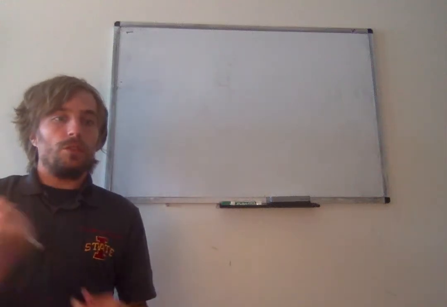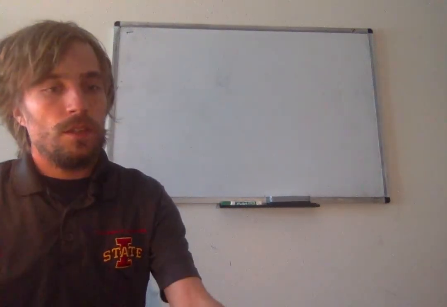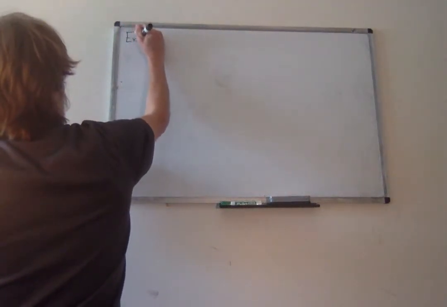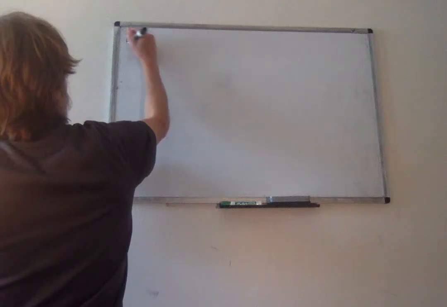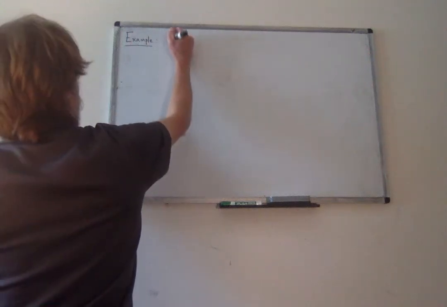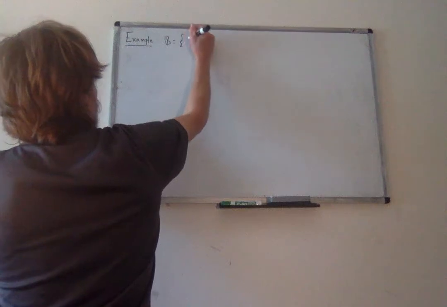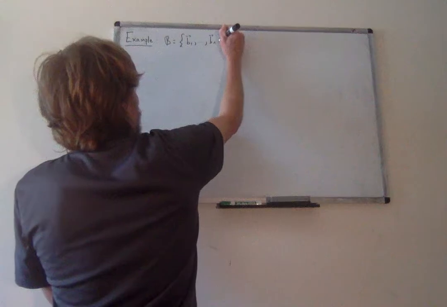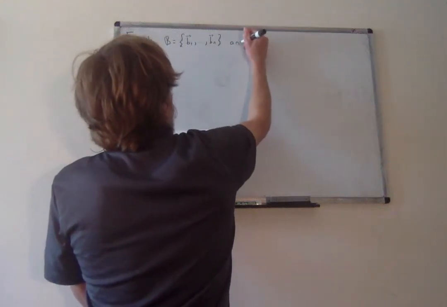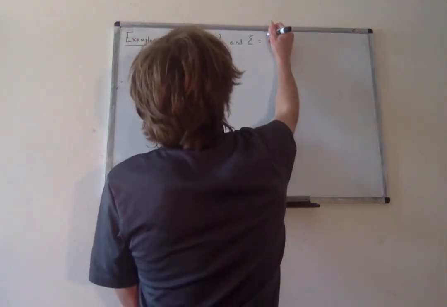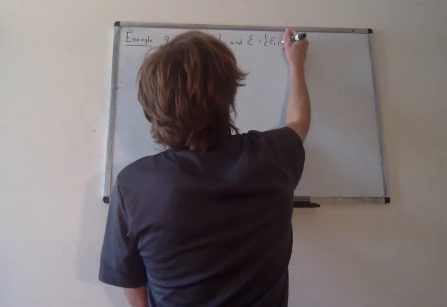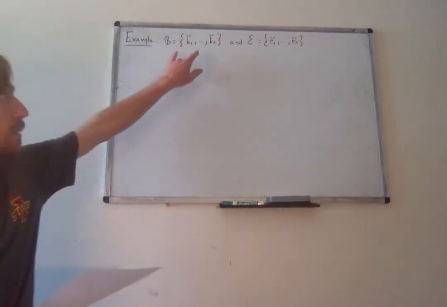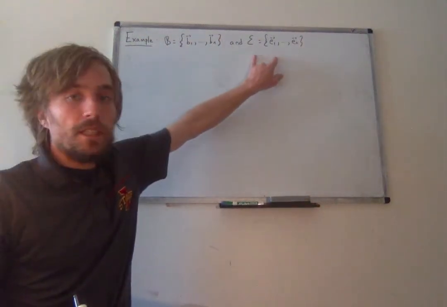So the first example. This one basically just confirms that what we've already learned about change of coordinates matrices works under all of this new definition. And so notice if I have now one basis for Rn and the standard basis for Rn. Right, so here B is some basis for Rn. This is the standard basis for Rn.